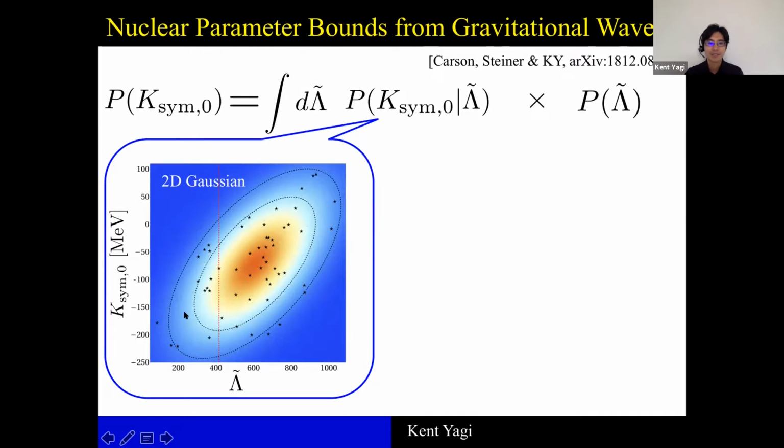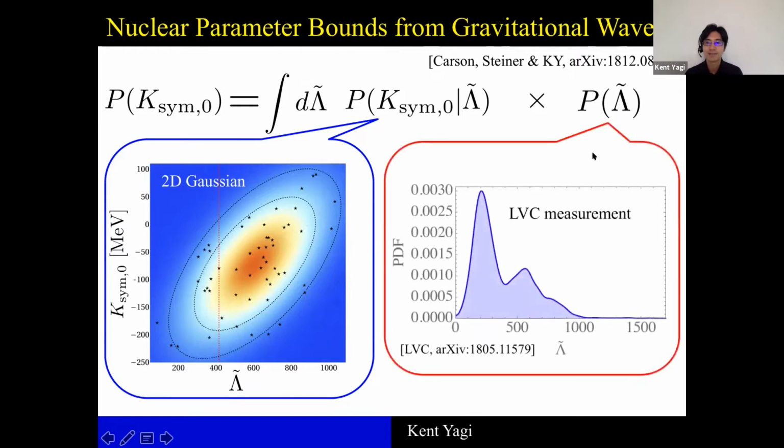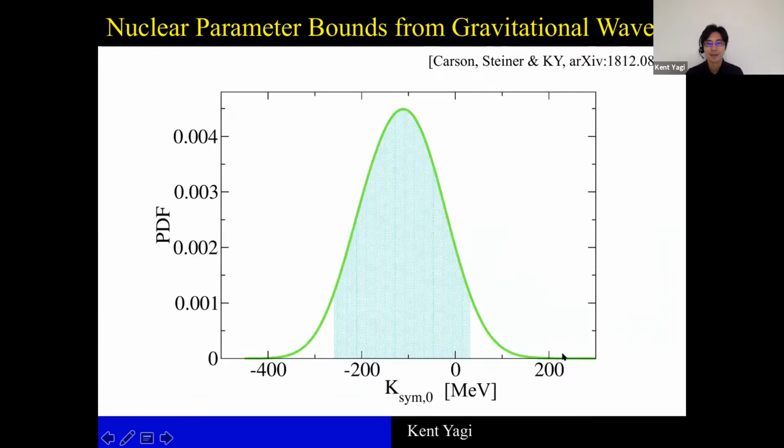Once we make this assumption, we can construct a simple two-dimensional Gaussian probability distribution. We multiply this by the LIGO-Virgo collaboration's measurement on lambda tilde. Again, we integrate over lambda tilde, and we get the posterior distribution on K. And the result is shown in this green curve, with a green shaded region corresponding to a 90% credible region on the measurement of K sym, the symmetry energy curvature. And notice that the distribution is almost Gaussian, which is precisely coming from our assumption that the distribution in the K parameter and lambda tilde is a two-dimensional Gaussian.